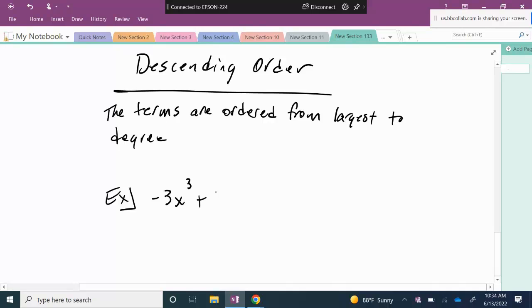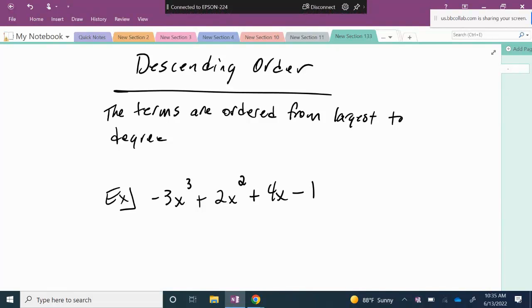Negative 3x cubed plus 2x squared plus 4x minus 1. So notice for this polynomial, I have a third degree term, negative 3x cubed. I have a second degree term, 2x squared. I have a first degree term, 4x. And then I have the constant on the end, which is negative 1.